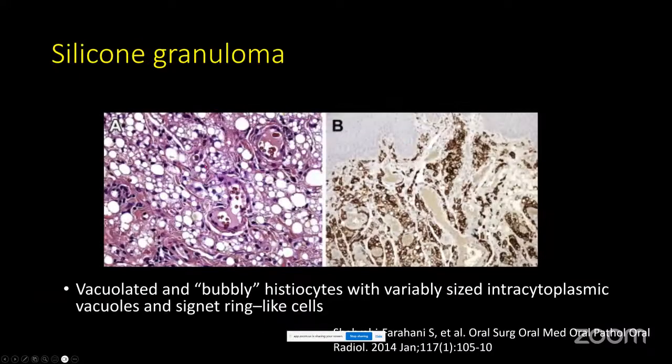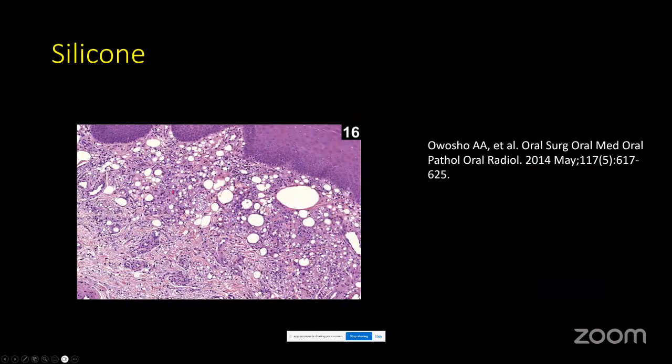And then silicone granuloma, you're going to get the Swiss cheese, so different shapes and sizes of the vacuoles. This is not the same as adipose tissue, and it's usually going to be in the dermis. You can see it staining with CD68 to show that they're histiocytes. Here's just another example of silicone granulomatous reaction, different shapes and sizes of the vacuoles.